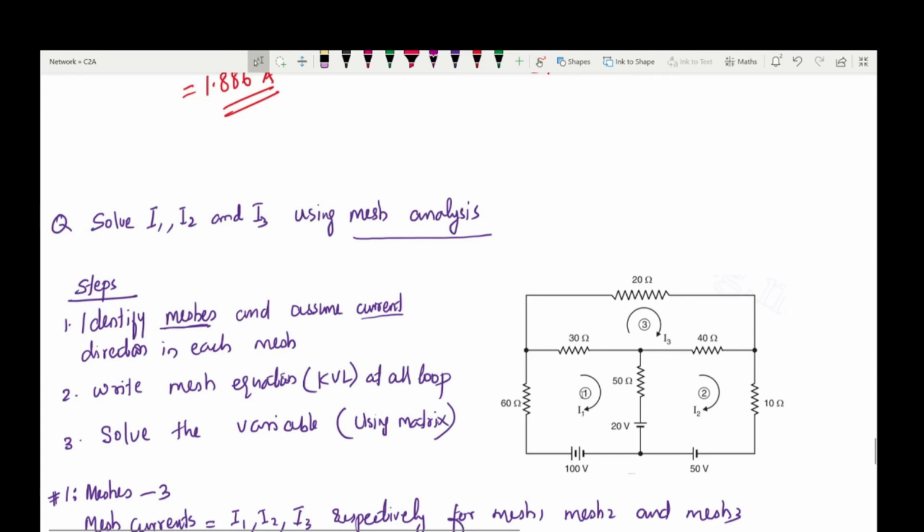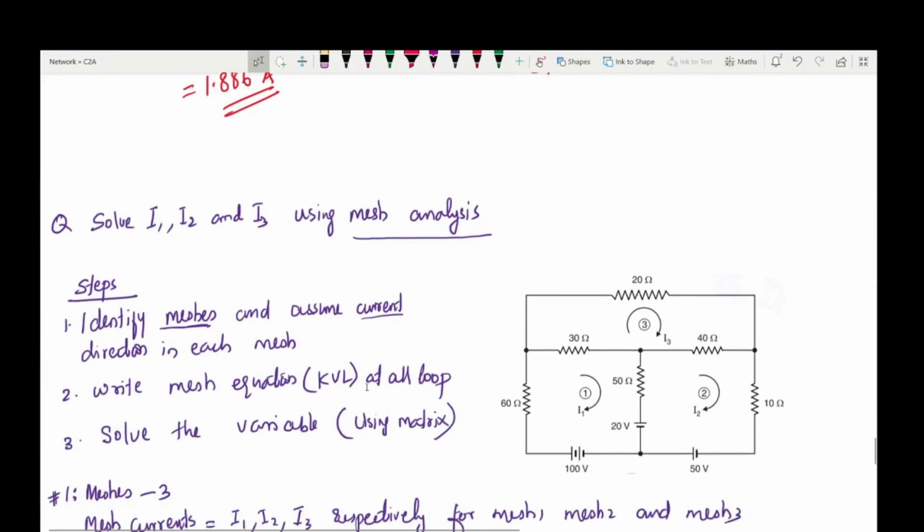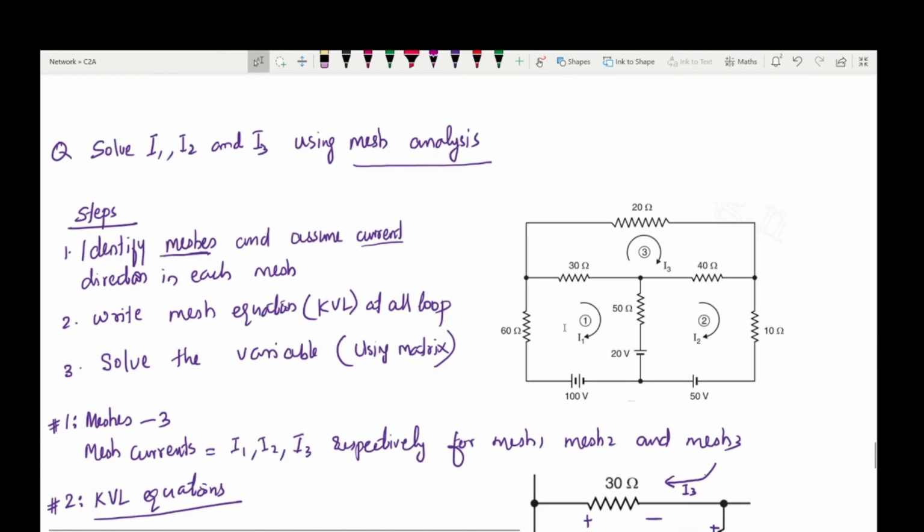Mesh 1, let us consider this one. Mesh 2 is this one. Mesh 3 is this one. Then, as we solved here, you need to write down the KVL equations and solve them using matrix form. I will explain the first loop. The remaining things you need to do.